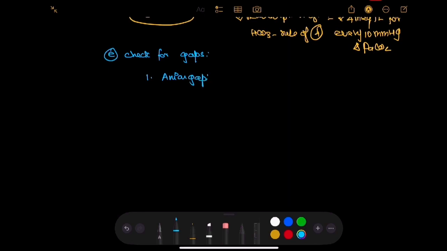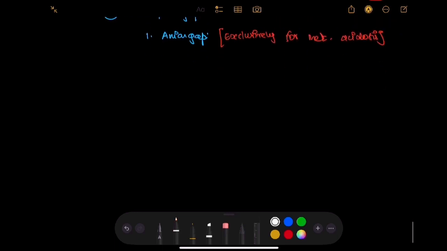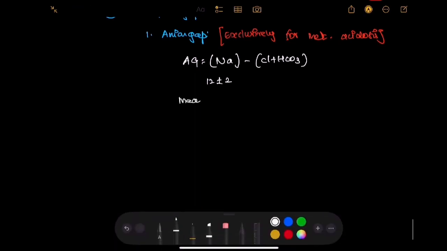There are three gaps: anion gap, osmolar gap, and delta gap. As we have previously mentioned, anion gap is nothing but the difference between the measured cations and measured anions. So the anion gap formula is sodium minus chloride and bicarbonate. Normal range is 10 plus or minus 4, or 12 plus or minus 2.